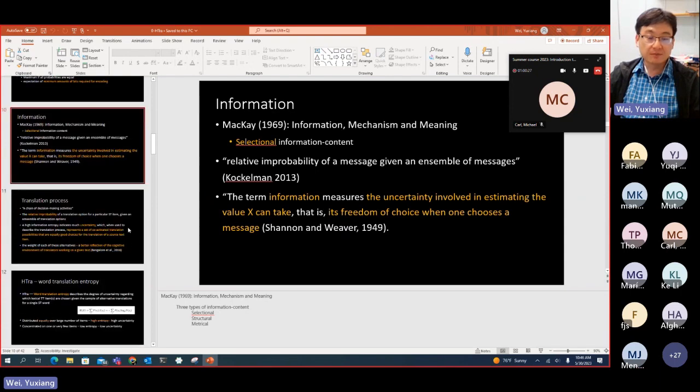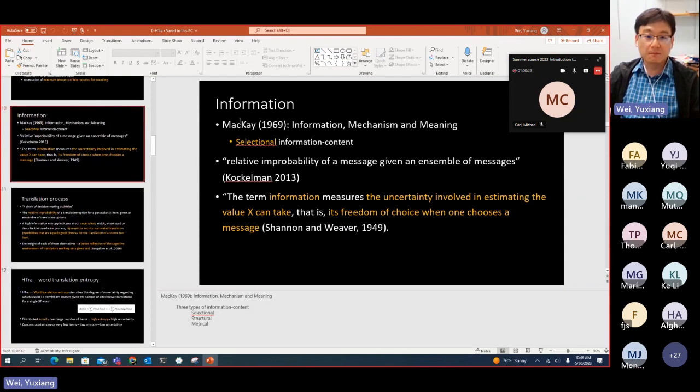Shannon's formulation of entropy is consistent with what MacKay calls the selectional information content, where the point of focus is the relative improbability of a message given an ensemble of messages. So we're mainly interested in how improbable this message is, or how surprising this message is. In addition to this, the term information also measures the uncertainty involved in estimating the value of x. That is its freedom of choice when one chooses a message.